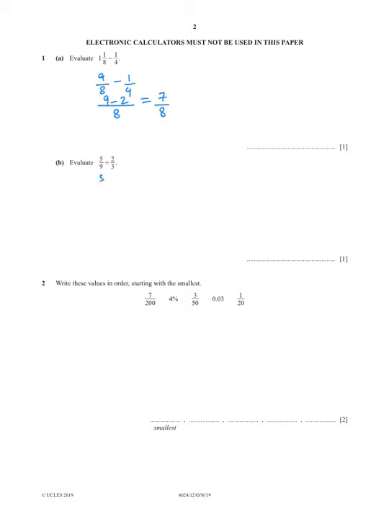Next part says 5 over 9 multiplied by 3 divided by 2. 3 ones are 3, 3 threes are 9, divided by 5 over 3 twos are 6 is the answer.